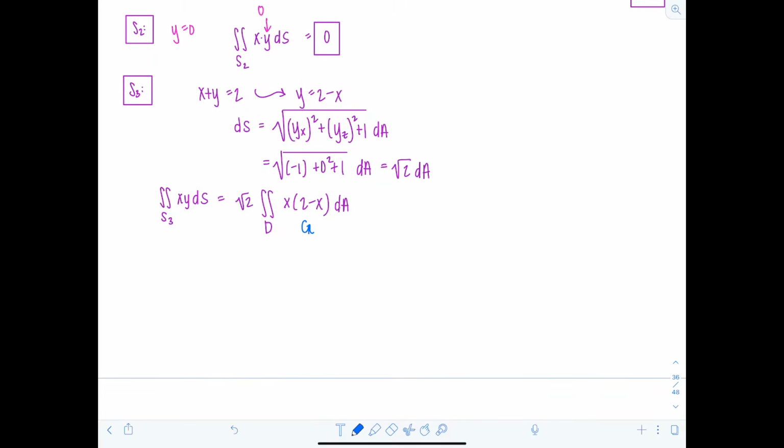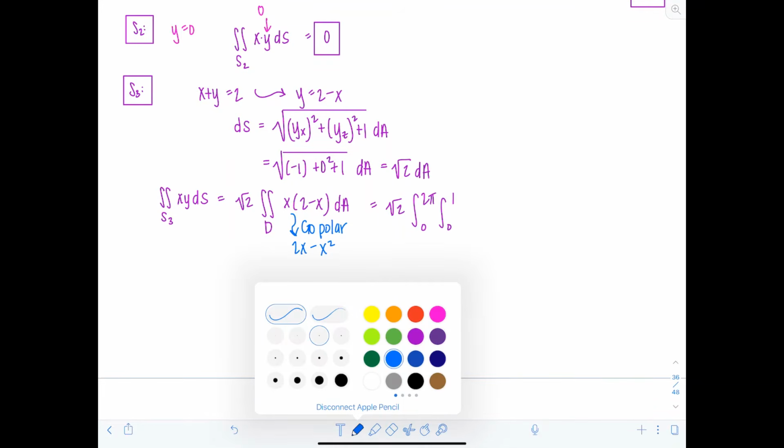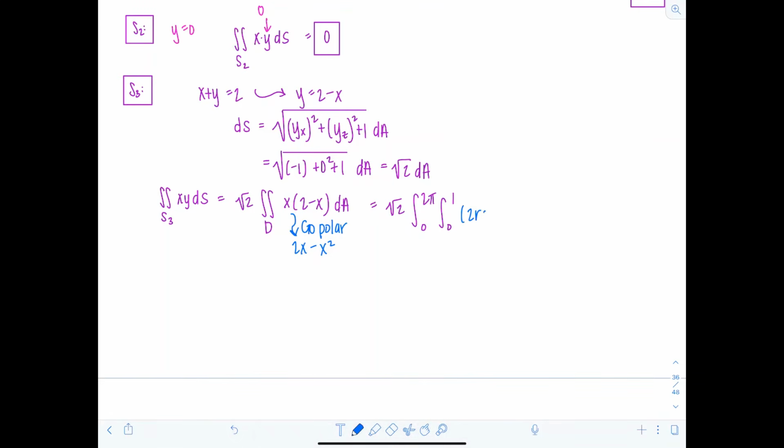Okay, go polar from here. So then now we're going to have rad 2. My region D is in the xz plane, so we're going to go 0 to 2 pi, 0 to 1. When I distribute x times 2 minus x, that's 2x minus x squared. Yes, and we're switching everything to polar. So that would be, here, I'll just leave it like that, 2r cosine theta minus r squared cosine squared theta, r dr d theta. Okay, so the worst part's done. And then you should get negative pi rad 2 over 4.